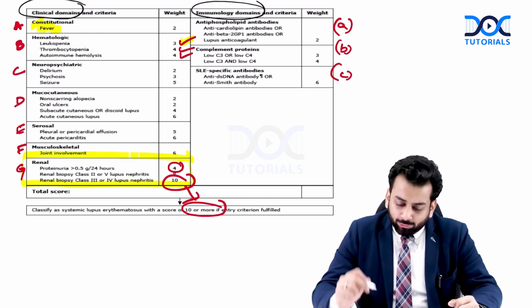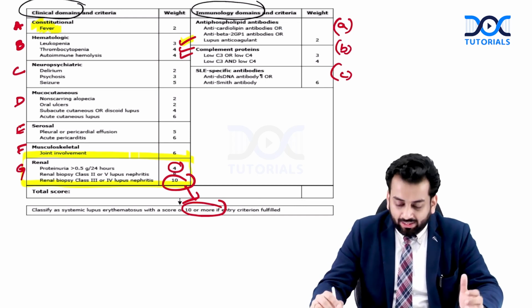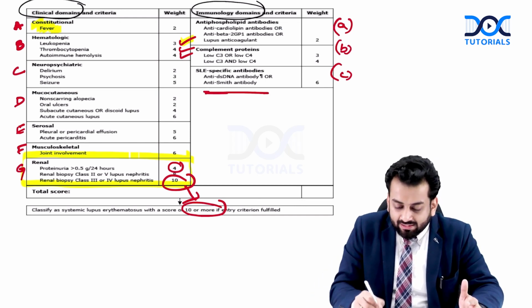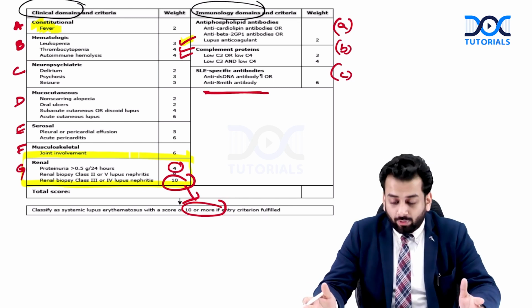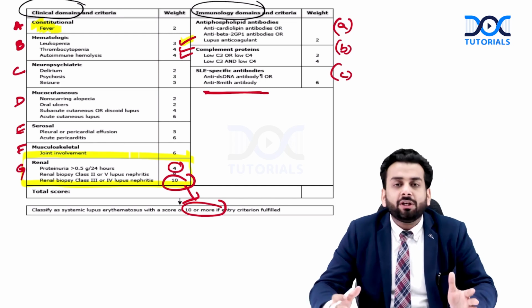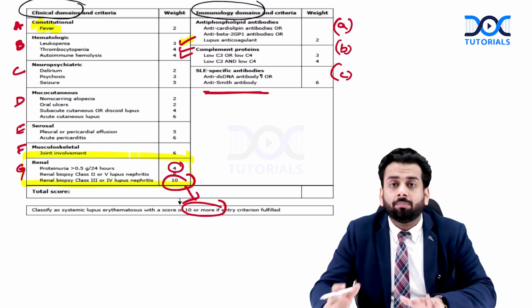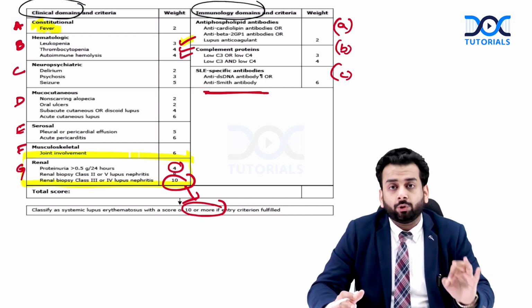Now, in the immunologic criteria, you have the anti-phospholipid antibodies, low complements, and of course, the anti-dsDNA or the anti-Smith antibody that is having a weightage of 6 points. So this is the new criteria, which is very, very important, can be asked in any permutation combination. Very, very important to remember.